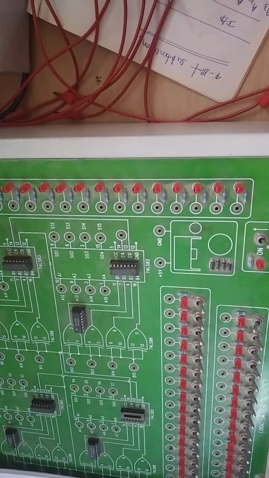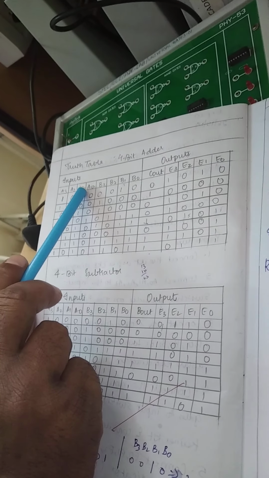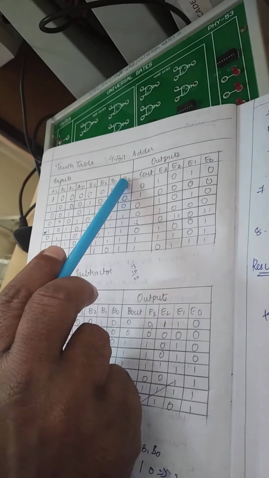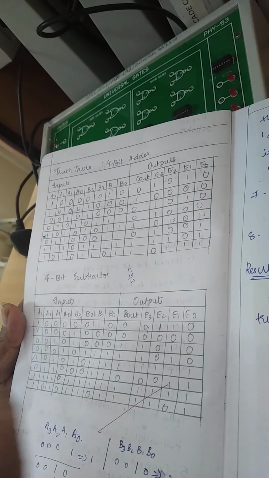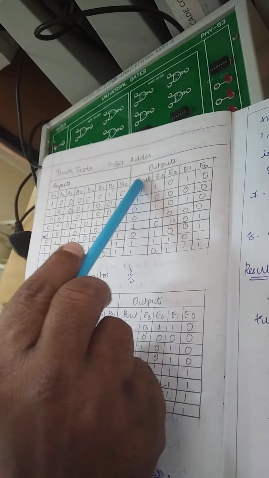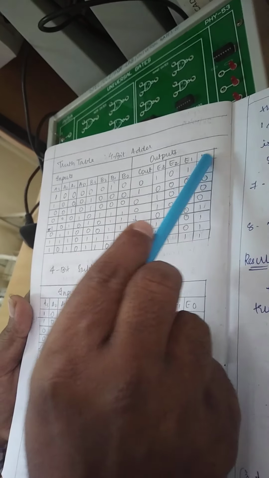So this is the truth table of the 4-bit adder. Please all of you see this one. Truth table of the 4-bit adder. Inputs: A0, A1, A2, A3, and B0, B1, B2, B3. These are all the inputs. Next, the outputs are the carry, and then E0, E1, E2, E3. Okay, count means carry. So, okay, 4-bit adder.